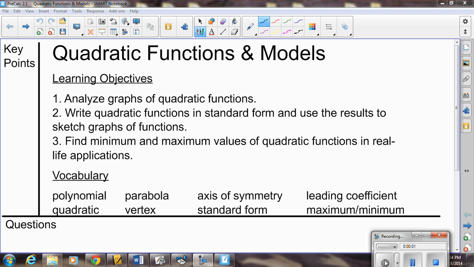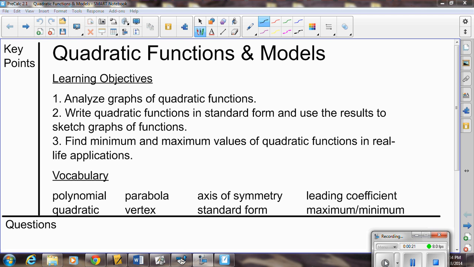In this video, we are going to discuss quadratic functions and models. In our discussion about quadratic functions, we have three learning objectives. Some of them are pieces that you would have covered in previous classes, and so part of this should be a little bit of a review from your earlier work.